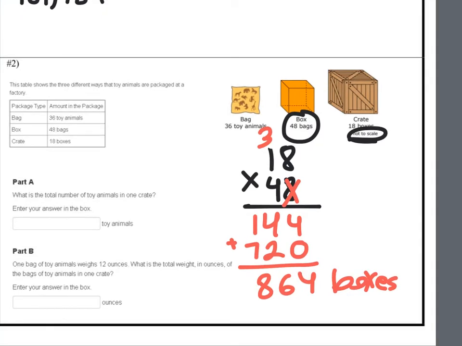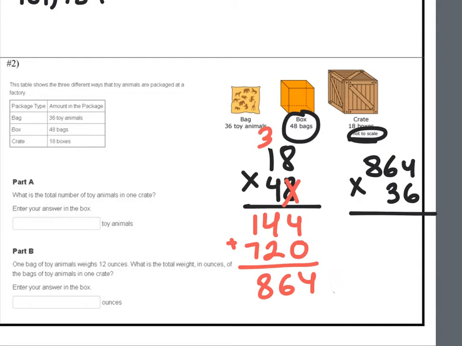Now we have to take that 864 and multiply that with 36, because in every bag there's 36 toy animals. So let's go ahead and multiply that, and let's go ahead and erase this. Alright. 4 times 6 is 24, carry the 2. 6 times 6 is 36, add 2 makes 38, carry the 3. 8 times 6 is 48, add 3 makes 51.